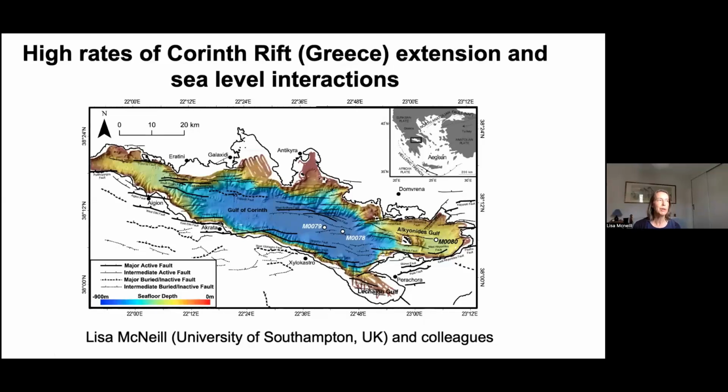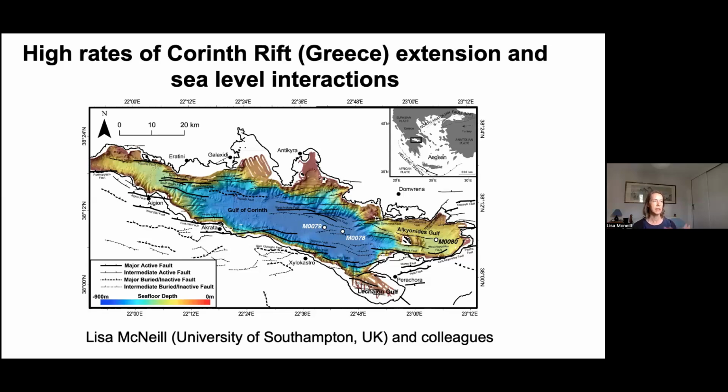I'm going to give a summary of examples of interactions between sea level and the very high rates of extension and rifting that we have in the Corinth Rift in Greece. The first slide I'm showing here, the map, is showing you the overall rift. It's a relatively small and compact rift. It's very young, it's highly active, as I'll explain.